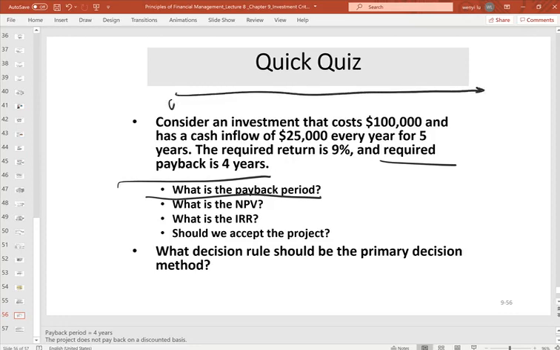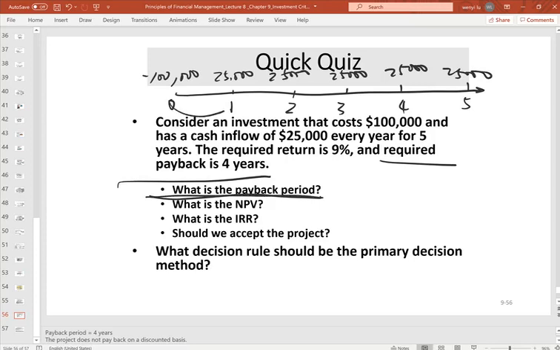Let's draw a cash flow diagram. At time 0, the investment costs $100,000, so it's an outflow, minus 100,000. At time 1, you have an inflow of 25,000. Time 2, 25,000. Time 3, 25,000. Time 4, 25,000. Time 5, 25,000. So what's the payback period?